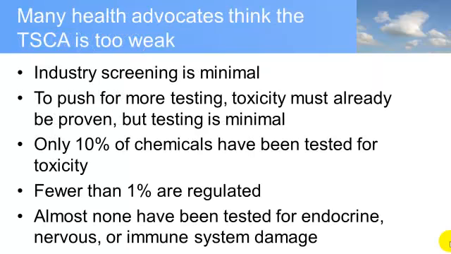Many health advocates feel that TSCA is too weak. They believe that the screening is too minimal before the chemical is brought to the market. To push for more testing, you must already establish that toxicity has been proven. So in other words, you have to have evidence that it's toxic before you can demand testing to show that it is toxic. Only about 10% of all chemicals that are being used in industry and in consumer products have been tested for toxicity. Less than 1% have specific regulations for them. And almost none have been tested for their damage to endocrine, nervous, or immune systems.